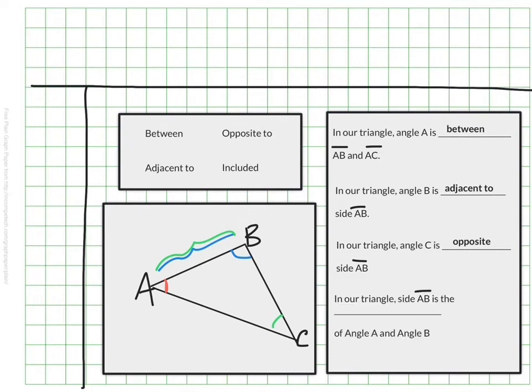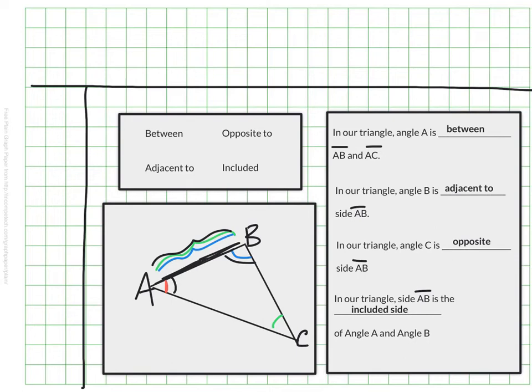And lastly, I'm going to look one more time at this side AB. I'm looking a lot at that right now. Side AB, I can see, is in between or touches angle A and angle B. So we're going to call that the included side. It's included in between A and B, and it's the side that links these two angles together. So that's a quick little example of how you might use these four vocabulary terms.